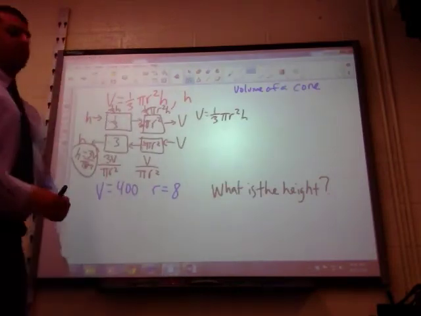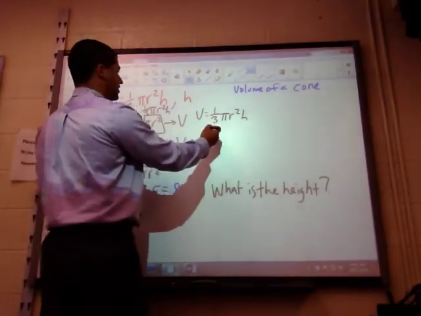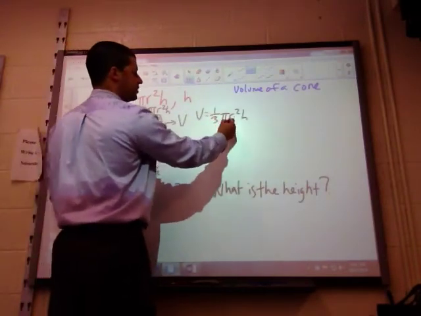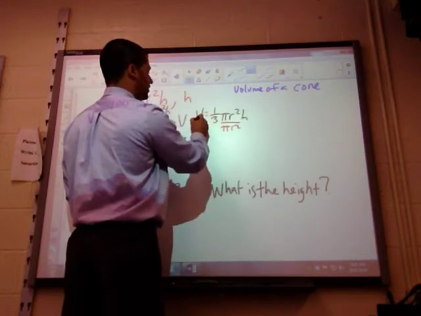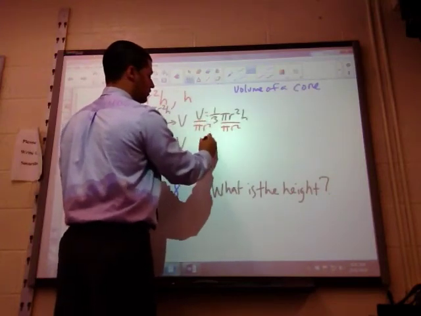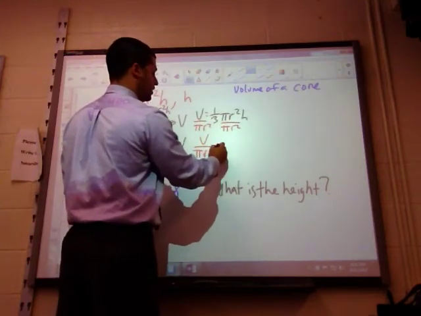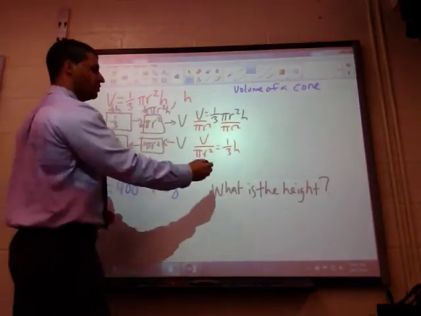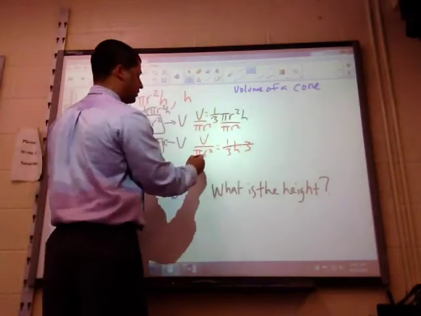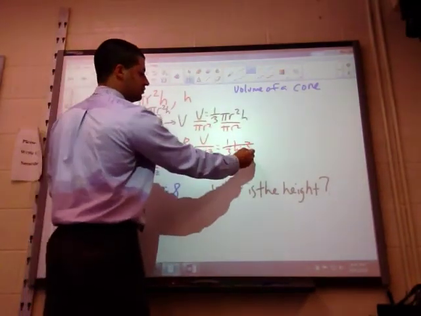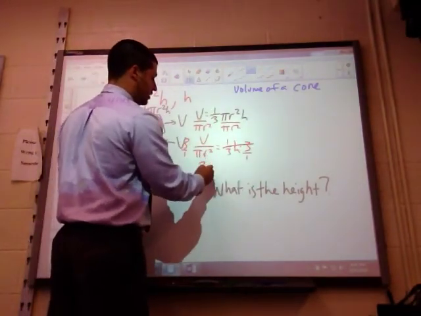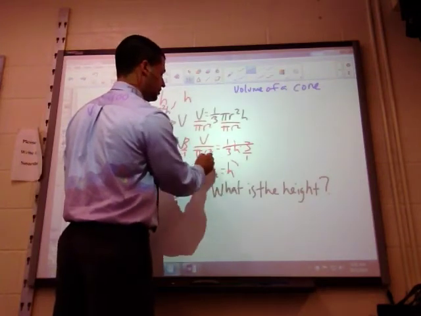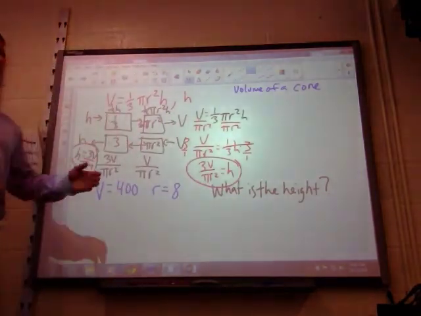So let's try the traditional route. So we're seeing all of this happening to h. Pi r squared is multiplying and 1/3 is multiplying it. So let's divide by pi r squared first. V over pi r squared equals 1/3 times the height. Multiply by the reciprocal, times 3, times 3. So we have 3v over pi r squared equals h. And this is our formula.